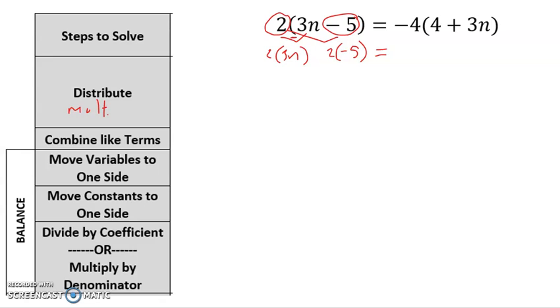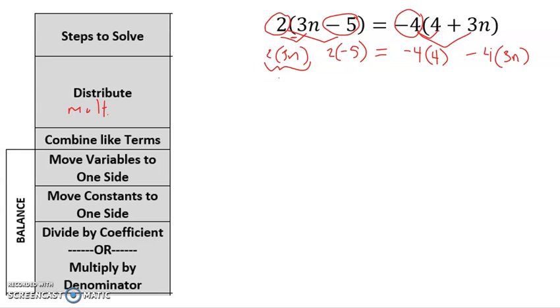All right, so here we go. We have negative 4, and we need to multiply that through. So I'm going to have negative 4 times 4, and then I have negative 4 times 3n. Okay, I'm going to go and simplify my work.